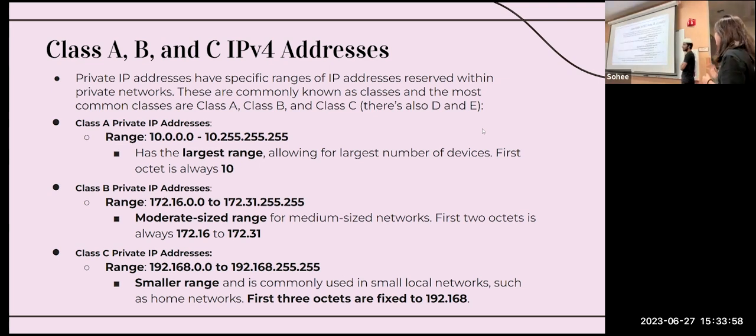And then we also have class C, which is the smallest, and this is probably what your home network uses. If you search up your private IP in your home, this is probably what you get. That's the range you should be in.